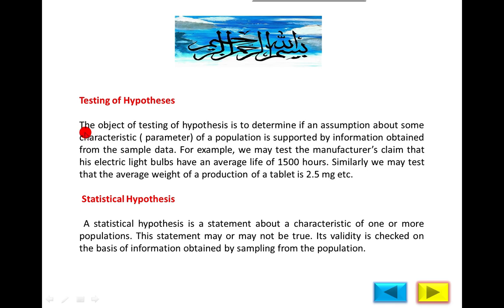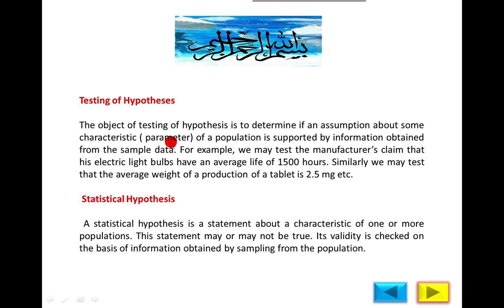What is the objective of testing of hypothesis? This is the most important thing. So this definition represents the objective of the testing of hypothesis. The object of testing of hypothesis is to determine if an assumption about some characteristic parameter of a population is supported by information obtained from the sample data.